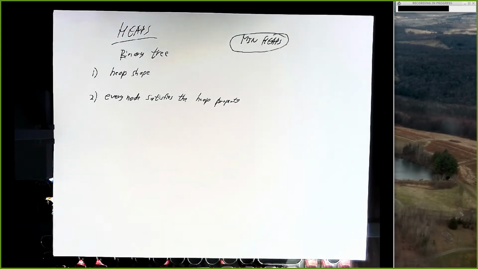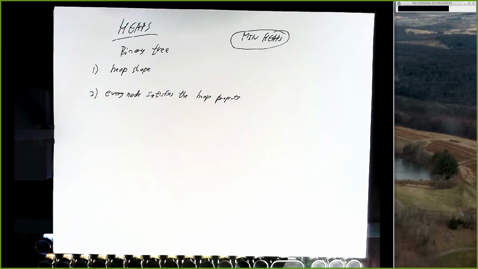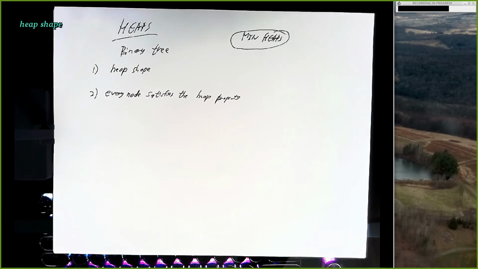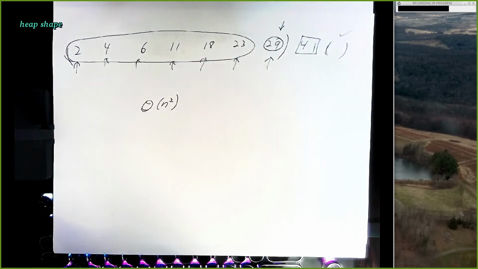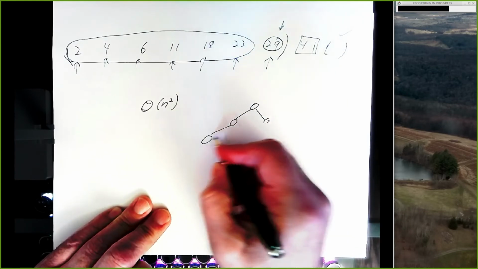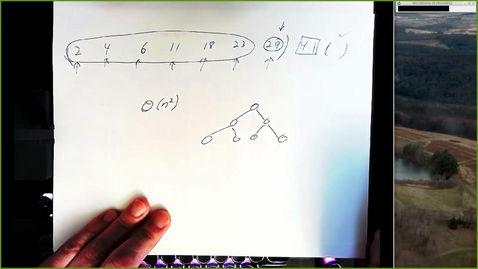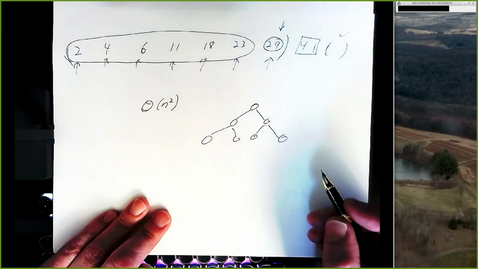Alright, so first of all, what is the heap shape? The heap shape basically says the tree is nice and full and fluffy. So here's a heap, right? Every layer is completely filled in.